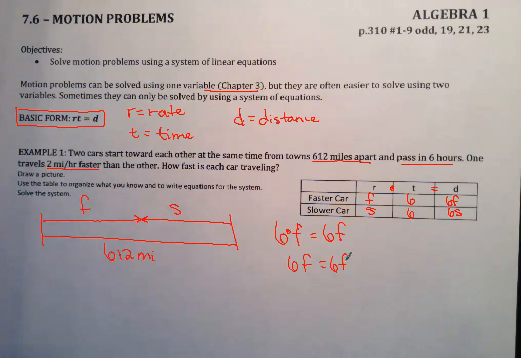Okay, so we did all this work here, so let's think about this for a second. In our picture, this is our distance. This says the distance we traveled is 6F and 6S. So if we go back to our picture, this is a picture of the distance. So the fast car traveled how far? Do you do 6F plus 6S equals 612?